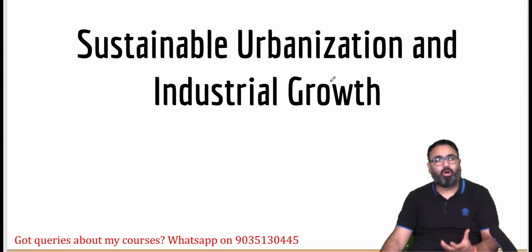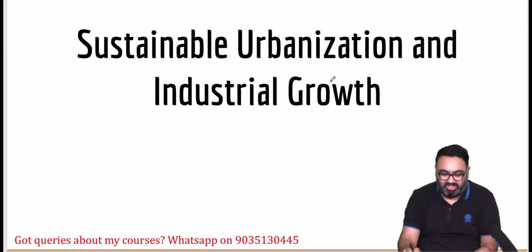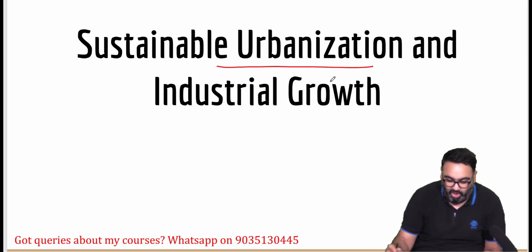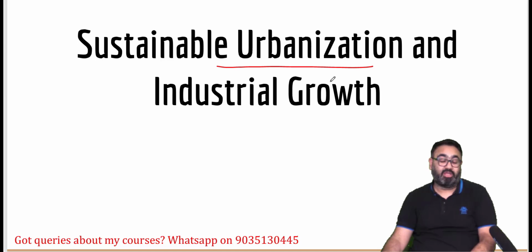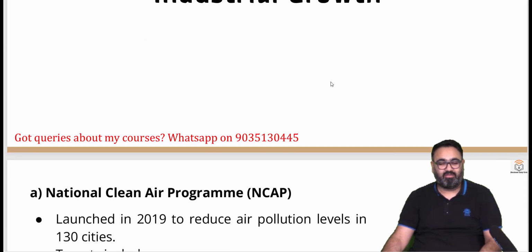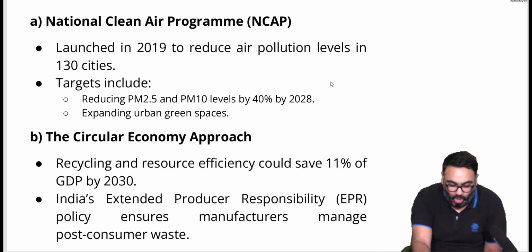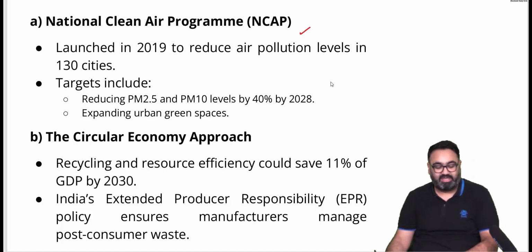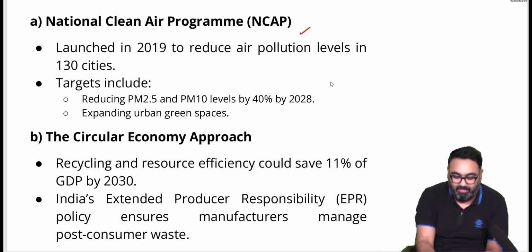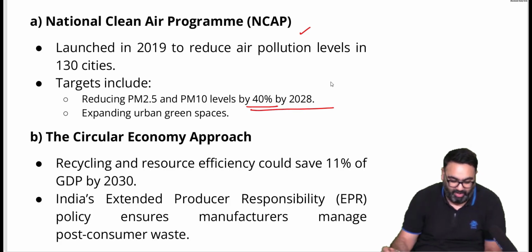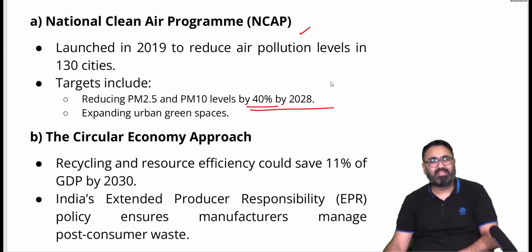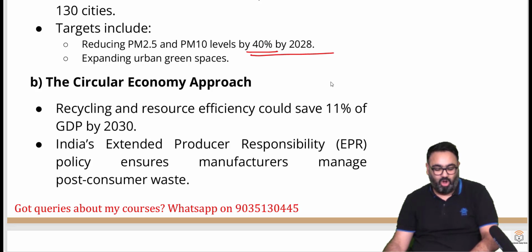Then chapter number 13 also talks about sustainable urbanization. We know there is an increasing growth in the population in urban areas. Migration from rural to urban areas is still very prominent. For that, the government has launched multiple programs. For example, there is the National Clean Air Program launched in 2019. The objective is to reduce PM2.5 and PM10 levels by 40% by 2028 and expand green spaces in the urban areas. Also, a lot of focus has been put on recycling.